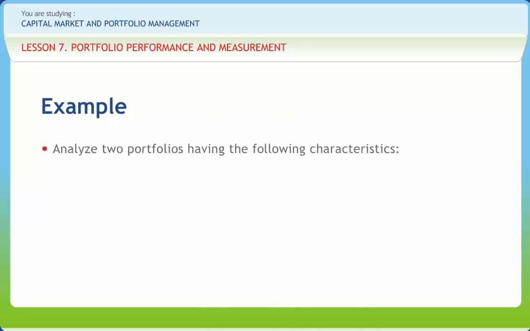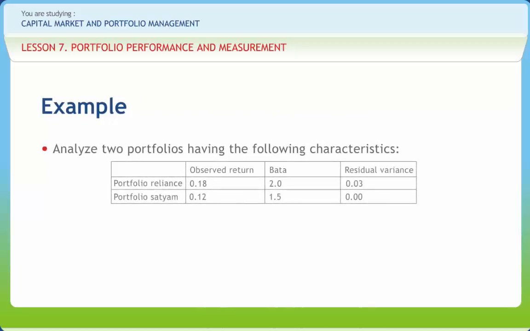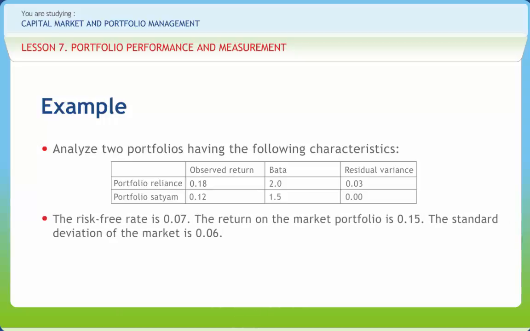Analyze two portfolios having the following characteristics. Portfolio Reliance: observed return 0.18, beta 2.0, residual variance 0.03. Portfolio Satyam: observed return 0.12, beta 1.5, residual variance 0.00. The risk-free rate is 0.07. The return on the market portfolio is 0.15. The standard deviation of the market is 0.06.